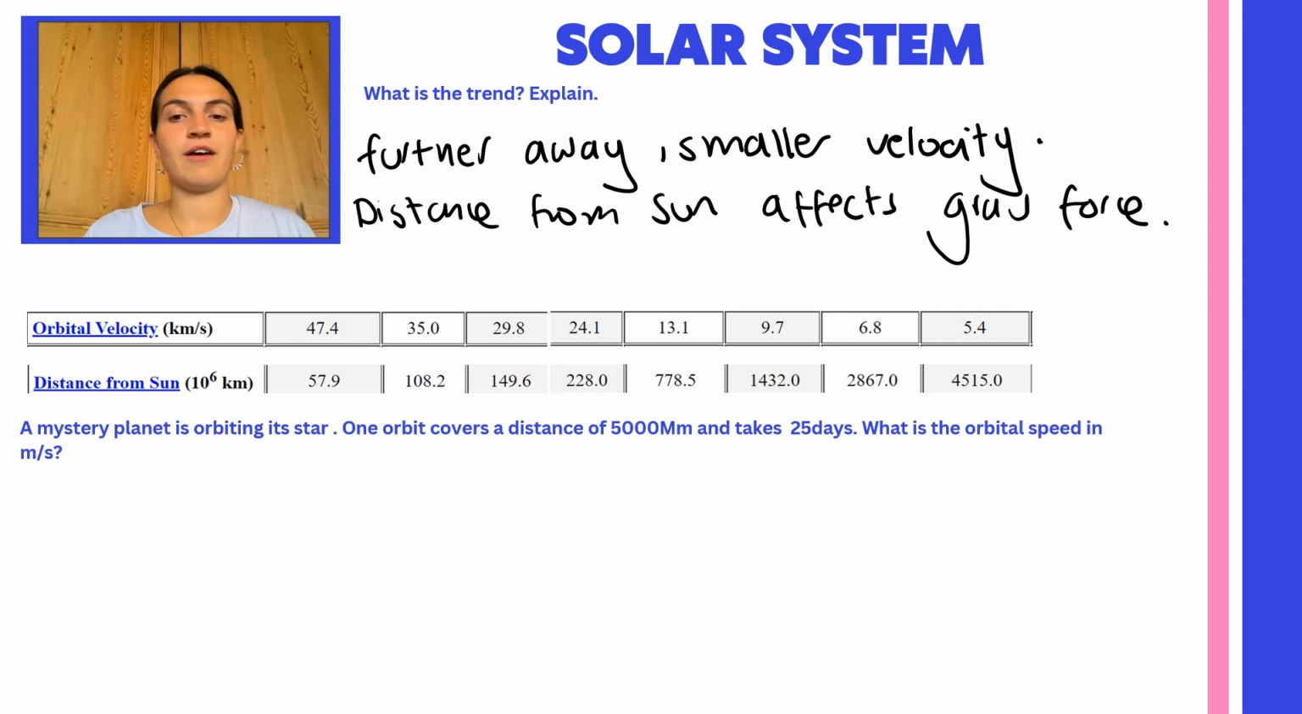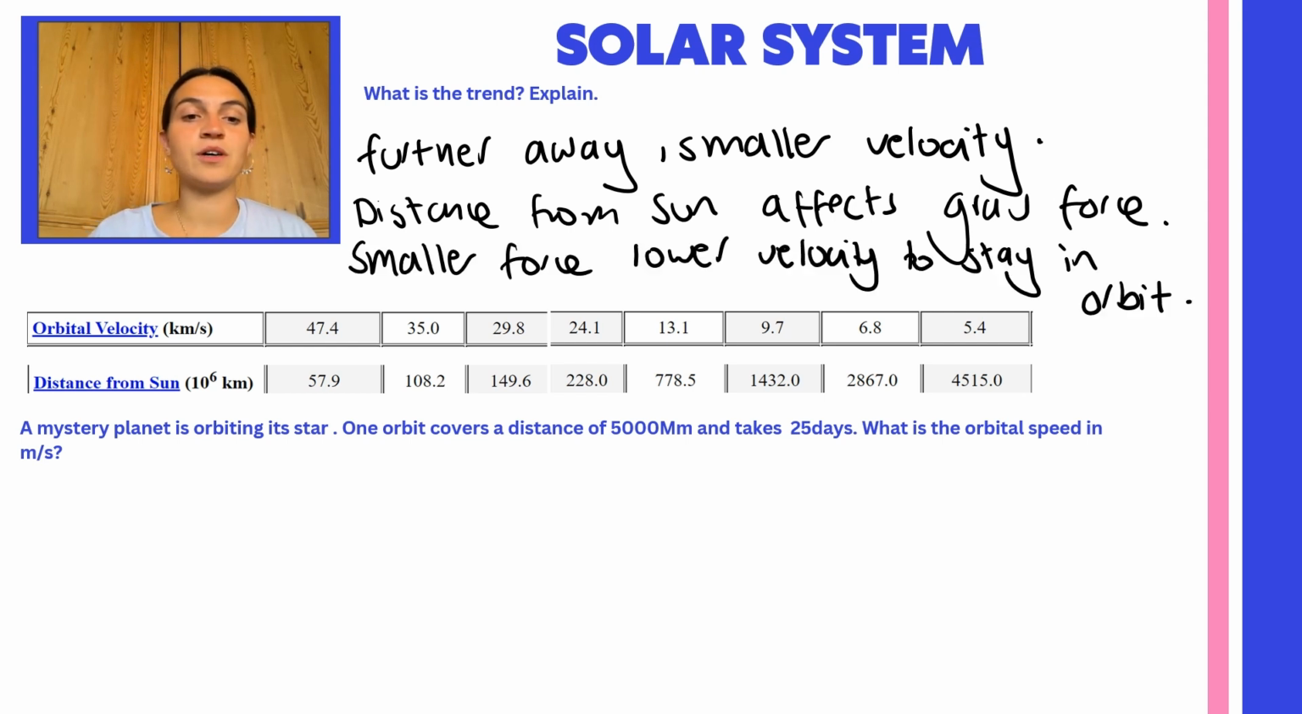Distance from the sun affects the gravitational force that you feel between the planet and the sun. Okay, so that may be a clue to what's going on here, and indeed it is, because the smaller force of gravity you feel, so the planet furthest from the sun, the one all the way on the right here, Uranus, at a distance of 4,515 times 10 to the 6 kilometers, has that lowest velocity, 5.4 kilometers per second, because it needs that lower velocity to stay in orbit, because the force on it, its centripetal force, is smaller.